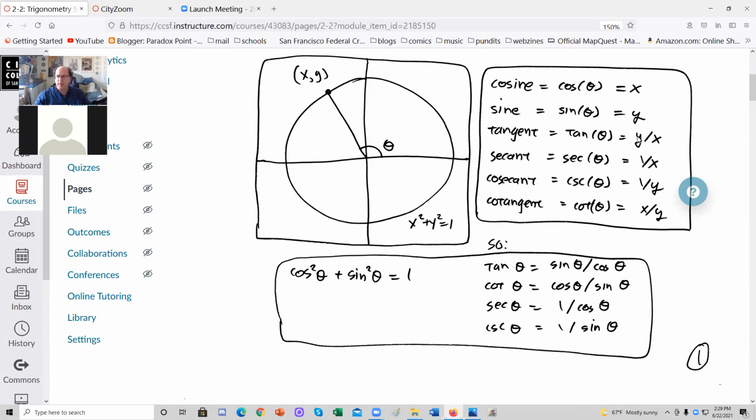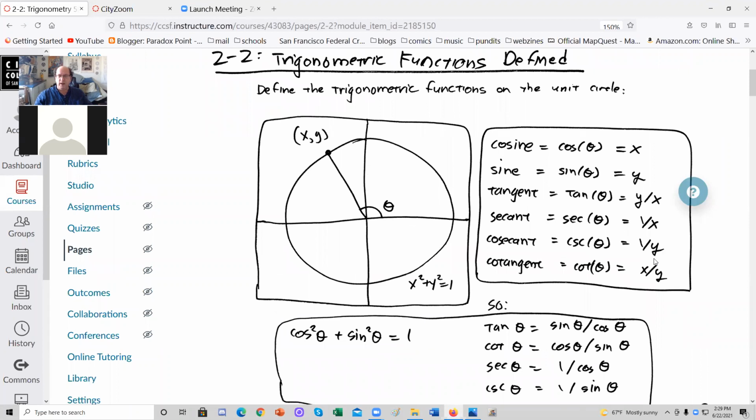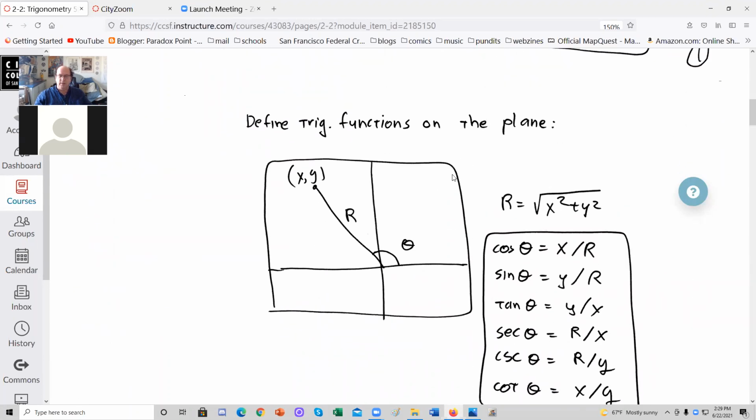Okay, similarly, since tangent is y over x, it's sine over cosine. Cotangent is x over y, so cotangent is cosine over sine. Secant is 1 over x, therefore 1 over cosine. Cosecant is 1 over y, therefore 1 over sine. Again, these also are trigonometric identities, which we will be seeing more of later. So okay, this is defining the trigonometric functions using the unit circle. The point (x, y) is specifically on the unit circle. We don't really need that. We're going to use a more general definition.